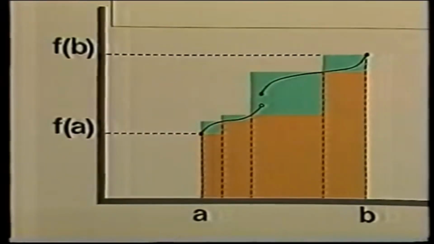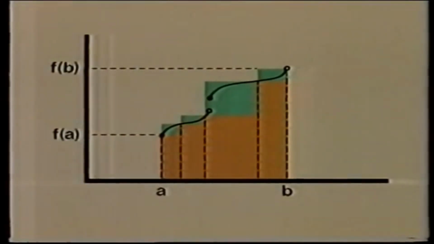Can we make this area as small as we wish? In other words, is this function integrable? Here's the graph of f with the upper and lower sum rectangles shown for some partition P. And here's a neat way for estimating their difference.